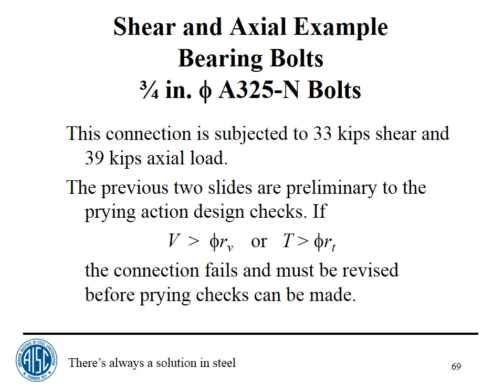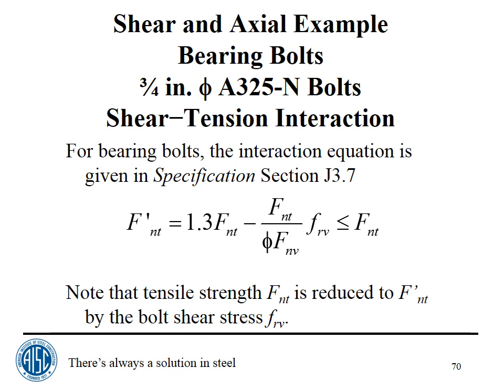The previous 2 slides are preliminary to the prying action checks. If the required shear per bolt were greater than the design shear per bolt, or the required tension per bolt were greater than the design tension per bolt, the connection fails. We cannot go any further than this. We need to either use bigger bolts or more bolts, but we cannot proceed. But in this particular case, we satisfied those 2 requirements, so we're good to go.